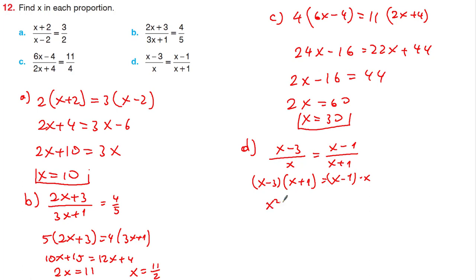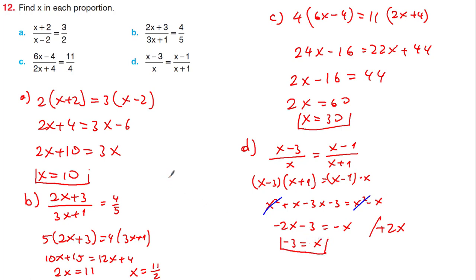x times x is x squared plus x minus 3x minus 3 is x squared minus x. Now we can cancel these two x squares because if you subtract x squared from both sides, they will just cancel out. x minus 3x, that's minus 2x, minus 3 is minus x. Add 2x to both sides, you get minus 3 is positive 2x minus x, which is just x. So x is negative 3.